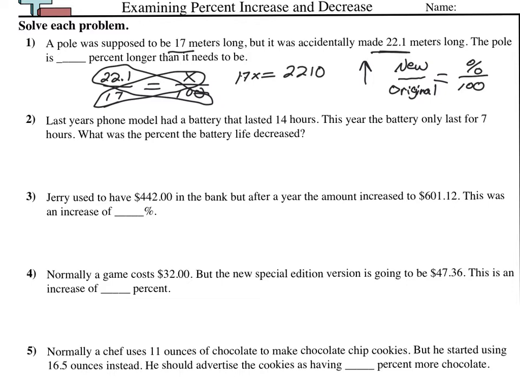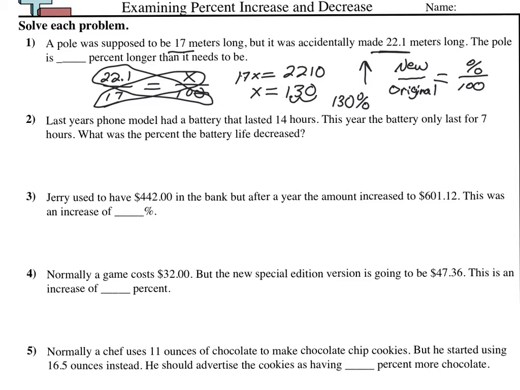So we do the same process, cross multiply, we get 17x equals 2210, and then we divide. So we're going to take 2210 and divide by 17. And we end up with x equals 130. Now, that is the decimal equivalent. Okay, should have said 1.30. That is the decimal equivalent of our percent. We still have to move the decimal 2 places to the right. So we end up with 130% increase.